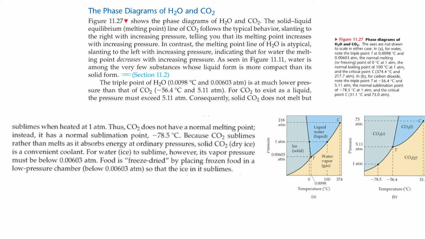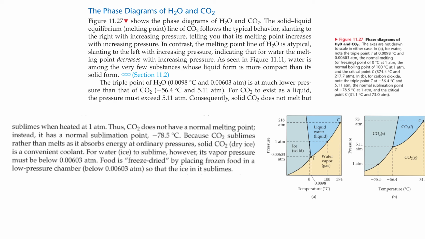As seen in Figure 11.11, water is among the very few substances whose liquid form is more compact than its solid form. The triple point of water is at a much lower pressure than that of carbon dioxide. For carbon dioxide to exist as a liquid, the pressure must exceed 5.11 atmospheres. Consequently, solid carbon dioxide does not melt, but sublimes when heated at 1 atmosphere. Thus, carbon dioxide does not have a normal melting point. Instead, it has a normal sublimation point.